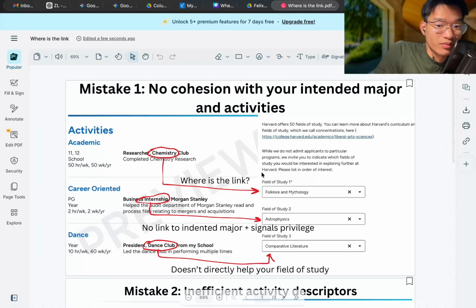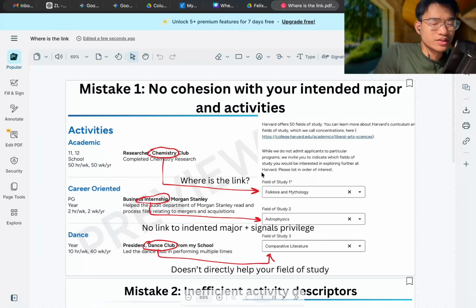You helped out the language department of Morgan Stanley to read and process files and translate between English and Chinese. So then you want to learn about literature and languages. By all means, it depends on how you spin this. Don't think of it as "you can't do a business initiative." You can, but you really need to think creatively, or at least get someone to help you position what you have to link to your intended major and your narrative.